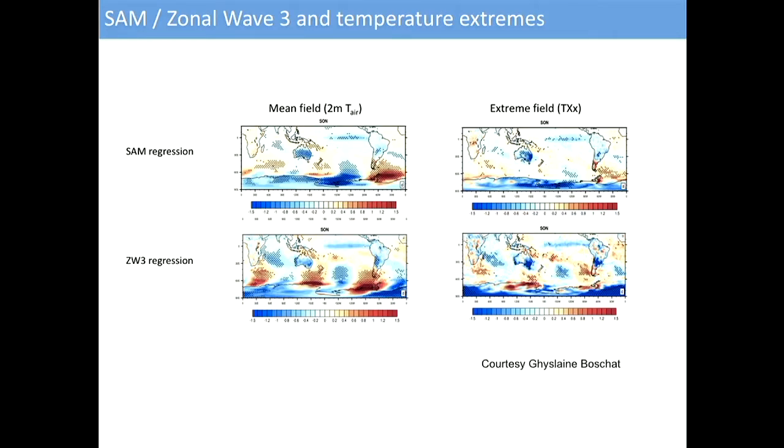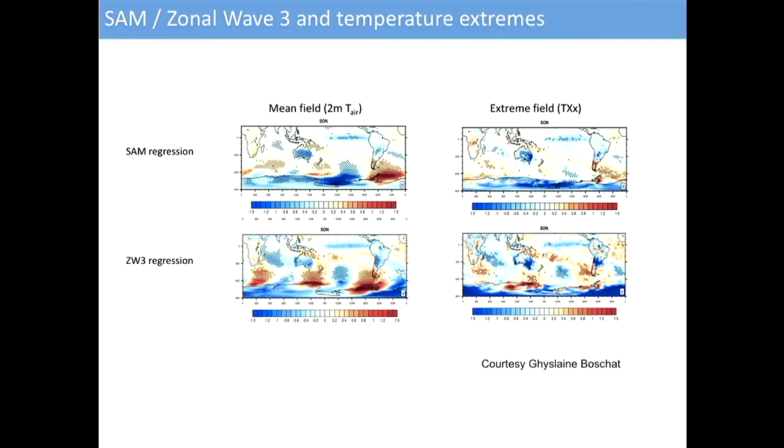Okay, in terms of extremes, I should have one slide on extremes since we're an extremes workshop. This is again from Ghislaine's work, looking at SAM regressions onto mean temperatures and then extreme temperatures. So this is the hottest day of the year, and this is for spring, and then this is the same on the bottom for Zonal Wave 3. And so you can see this cooling over Australia that we get for a positive SAM. You also get cooling over Antarctica, significant warming in the Southern Atlantic and southern South America. And then, interestingly, it seems very strong also with extreme temperatures, that you get that same pattern.